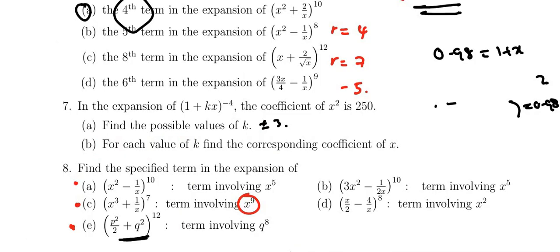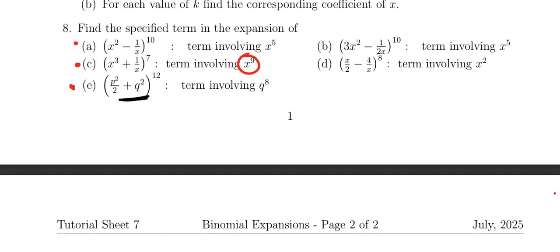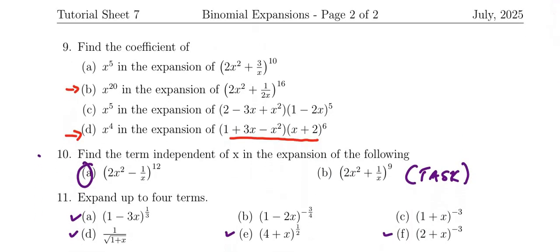The next question, which is number 9. So you can try these two and just show me whether you understand and give me the answer. Question 9 is the same, except they want the coefficient. So I did B and I did number D. So for B, it was straightforward.